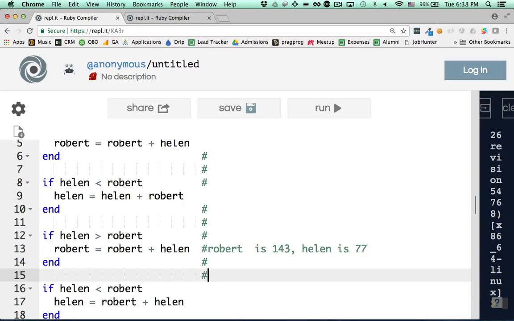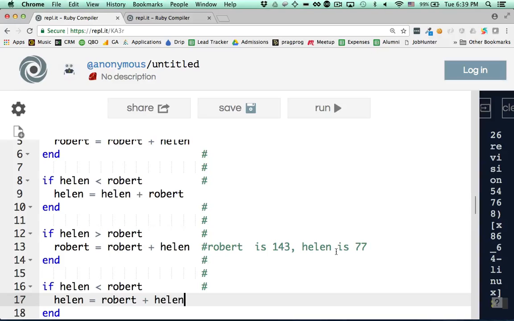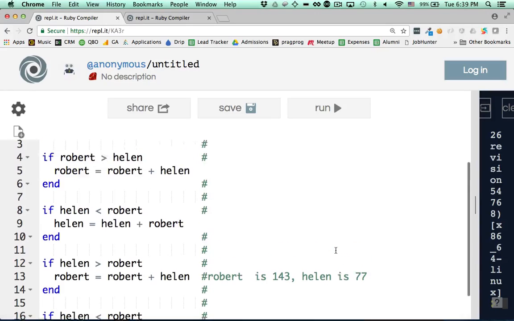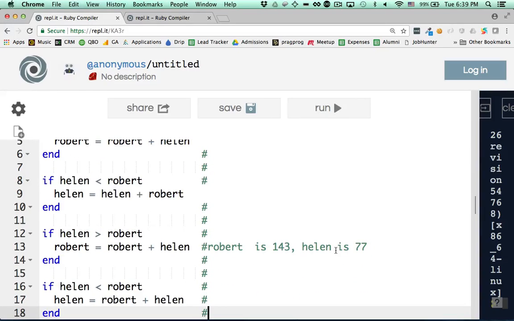Okay, line 15 is blank. Line 16, yes or no? Yes. Line 17, yes, because Helen is less than Robert at this point. So line 17 process, 18 process. So all in all, Ruby skipped just 2 lines out of these 18 lines of code.